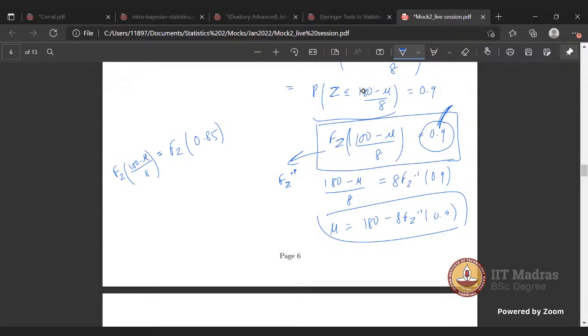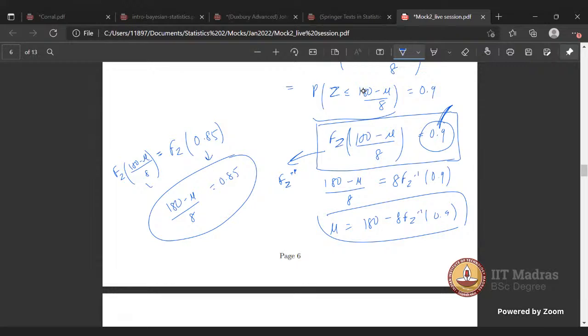Now I will just compare the things that are inside the bracket. What we are saying is this is equivalent to F_Z of 0.85. So (180 minus mu) divided by 8 is going to be 0.85, and you can just find the value of mu from here. That's fine. The same thing we are doing again and again in week 7.